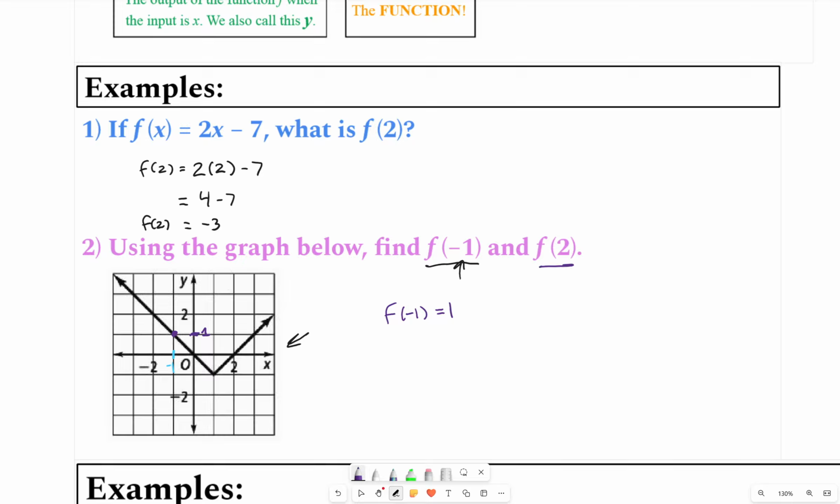Now I'm going to do f of 2. So this time it's telling me I'm inputting 2 in the function. My x is 2. So I go to 2 on the x-axis, over 1, 2. And then where's the output? The output happens to be right on level with the y-axis, and that would be a value of 0. So f of 2 equals 0. So all we have to do for these ones is go to whatever x value is indicated on the x-axis and then figure out what the output is.